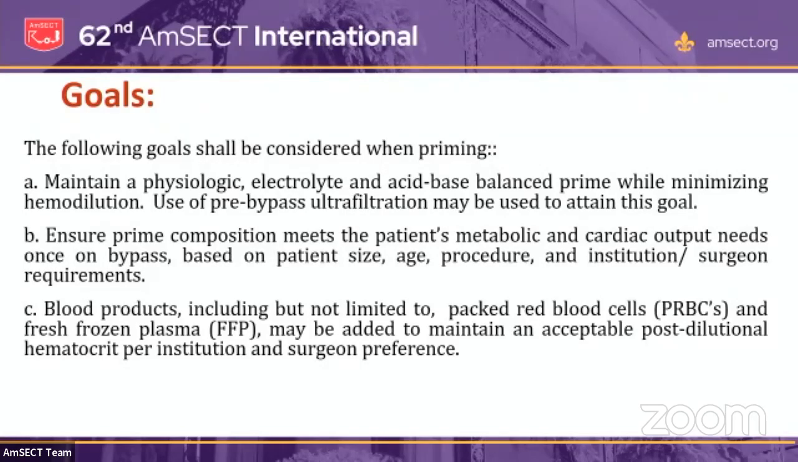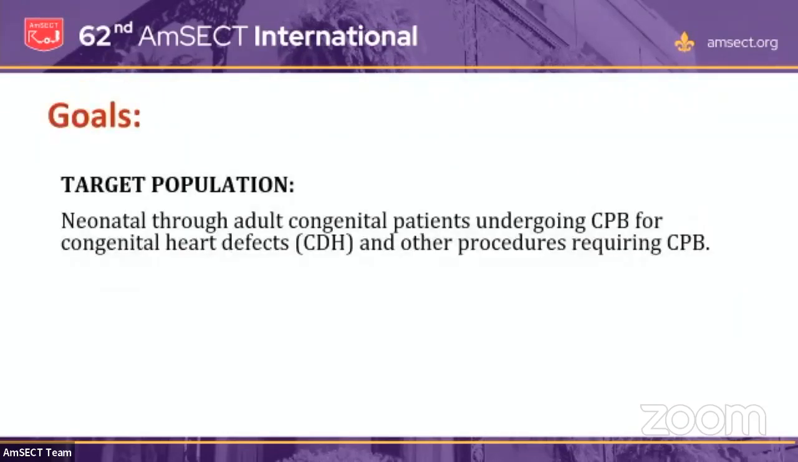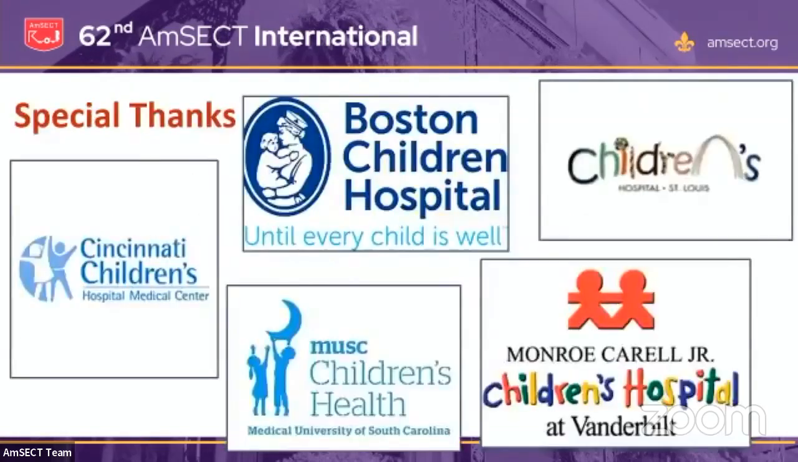Our goals were to maintain a physiologic electrolyte and acid-base balance prime while minimizing hemodilution. The use of pre-bypass ultrafiltration may be used to attain this goal. Ensure prime composition meets the patient's metabolic and cardiac output needs once on bypass based on patient's age, size, procedure, institution, and surgeon requirements. Blood products, included but not limited to packed red blood cells and FFP, may be added to maintain acceptable post-dilutional hematocrit per institution and surgeon preference. And our target population is neonates through adults with congenital heart disease.